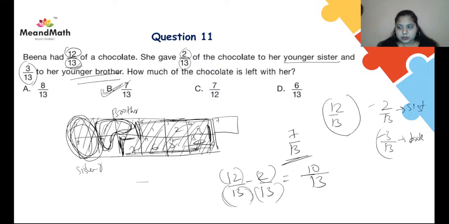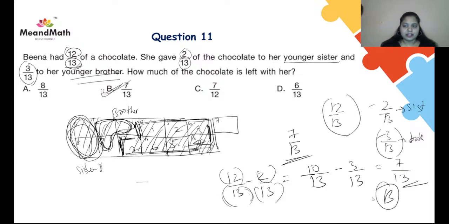Now again she is giving 3 by 13 to her younger brother. So 10 by 13 minus 3 by 13, right? She is giving away a 3 part again. Now this will be 10 minus 3, that is 7. Since the denominators are same, only then we can do it. So 7 by 13, which is option B.